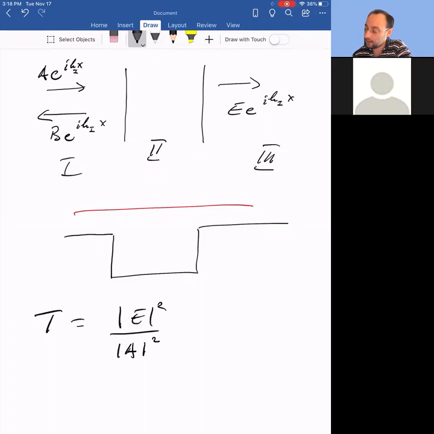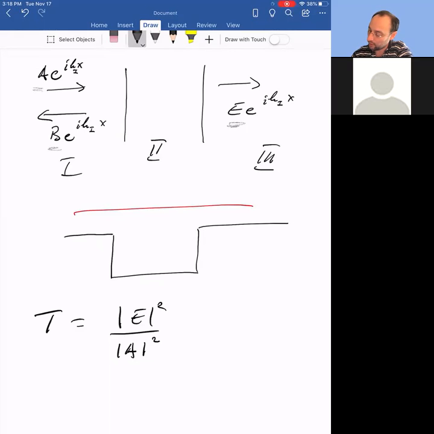And there are several values. They're actually kind of resonance conditions when you get perfect transmission. It's a type of resonance. What I wanted to say is that these coefficients, E, B, A, they're generally complex.